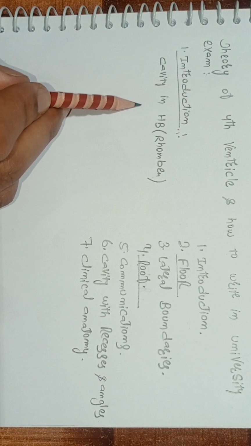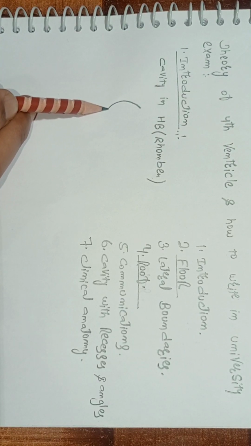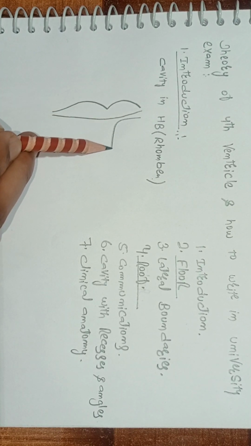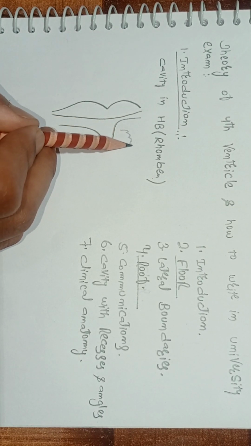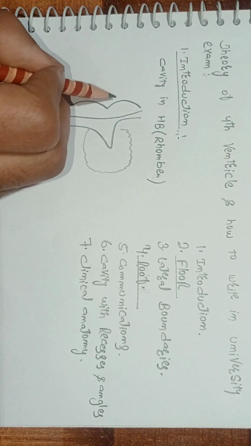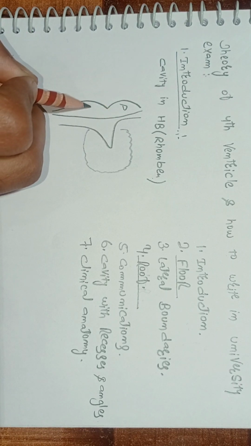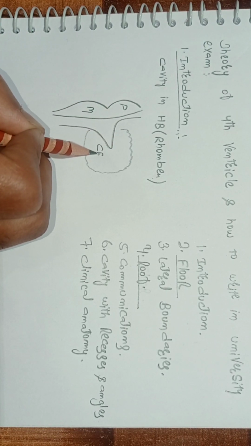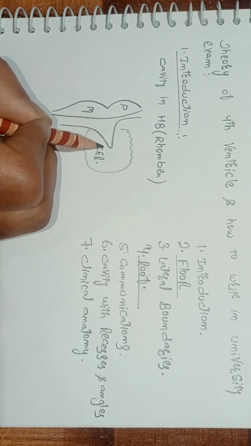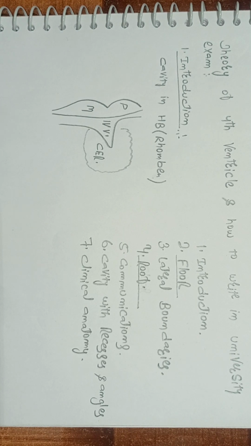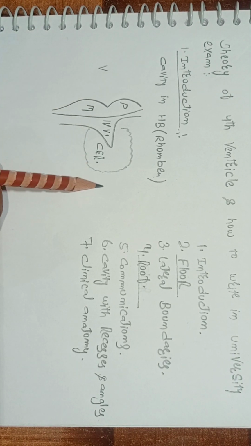How will we draw the diagram? Like this: first bulge, then second bulge, then a line like this, then a bulge like this, then another thing like this. This bulge right here is pons, this bulge right here is medulla, and this circle-like structure is cerebellum. And in between these three structures we have the fourth ventricle. So the fourth ventricle is present between pons and medulla ventrally and cerebellum dorsally.